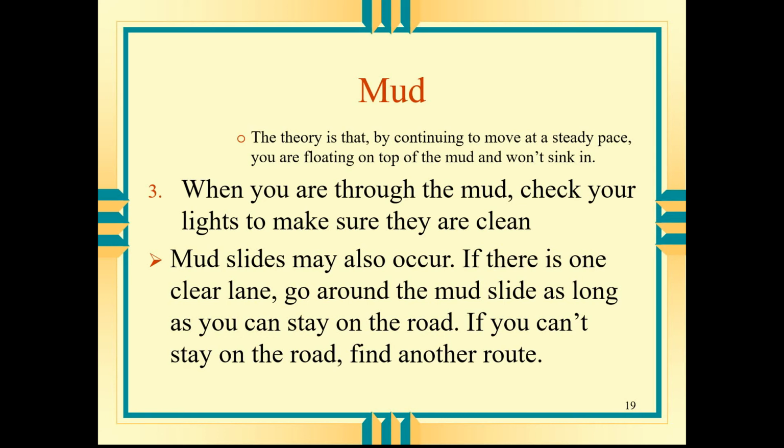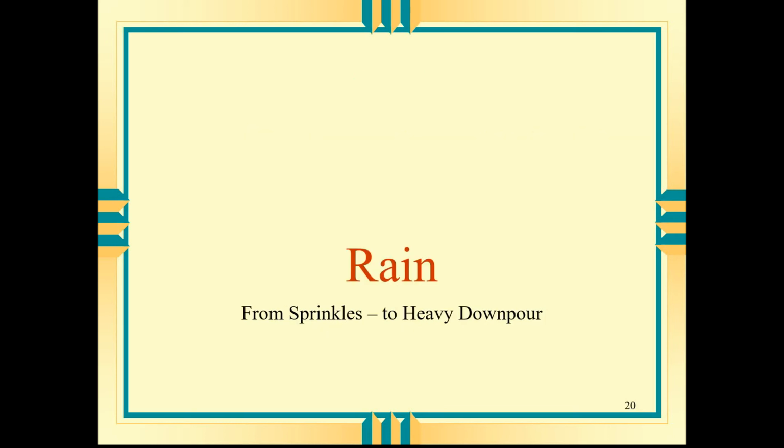When you're through the mud, check your lights to make sure they're clean. Mudslides also may occur. If there's one clear lane, go around the mudslide as long as you can stay on the road. If you can't stay on the road, just find another route. That's basically it. Rain. We're going to cover sprinkles to heavy downpour.